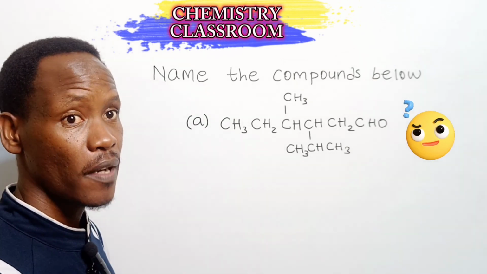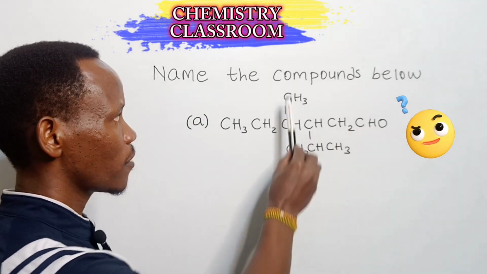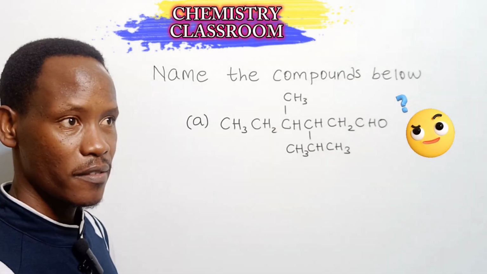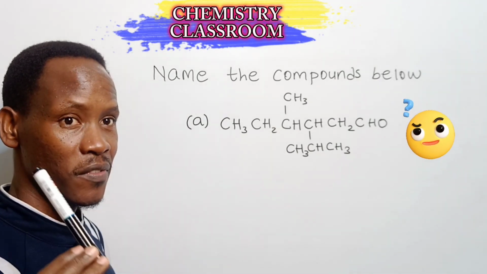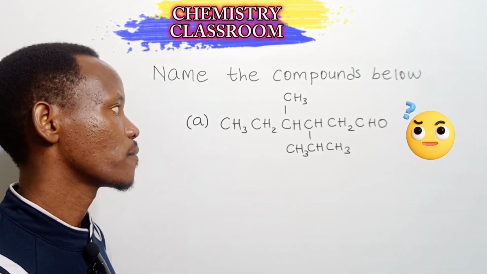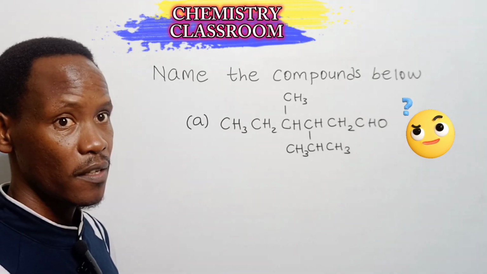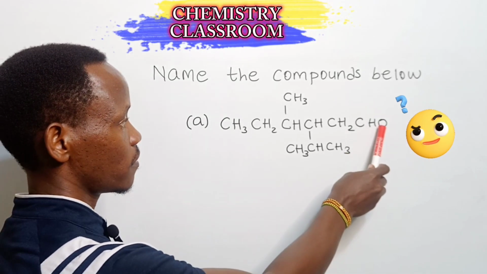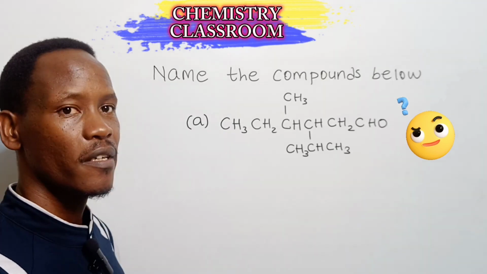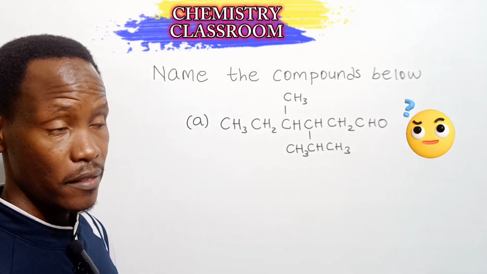Welcome to the classroom, and before us, we're supposed to name the compounds. And whenever you are naming, please always remember that you name organic compounds by basing on IUPAC guidelines. So without wasting time, let us first examine our compound to see the functional groups that are present. The functional group that is present is this one, which simply represents the carbonyl compound and specifically aldehydes.